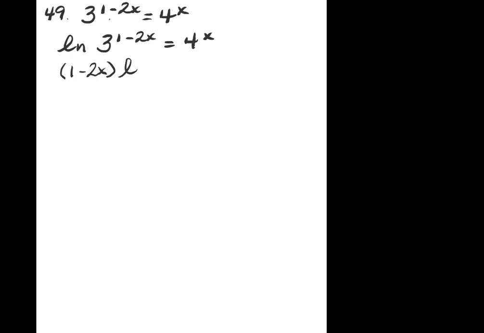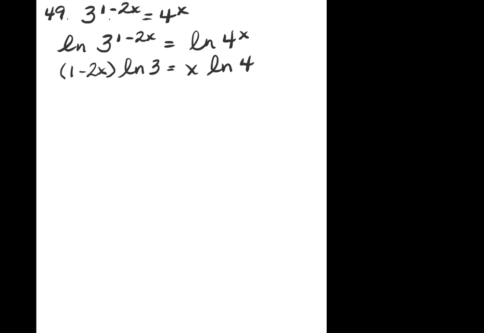3 to the 1 minus 2x equals 4 to the x. Again, first step, unlike the last one, we're going to take the natural log of both sides. We're going to pull 1 minus 2x to the front. We're going to put it in parentheses. And don't ask me why I didn't do that here. That was definitely a boo-boo there. This should have been the ln of 4 to the x here and x ln of 4 here.